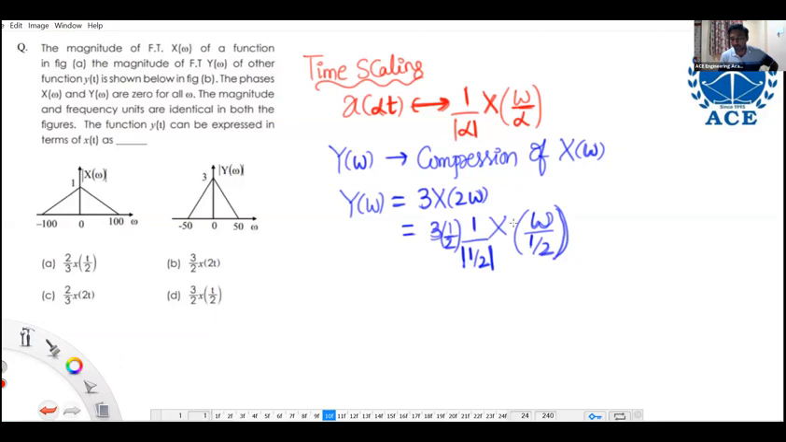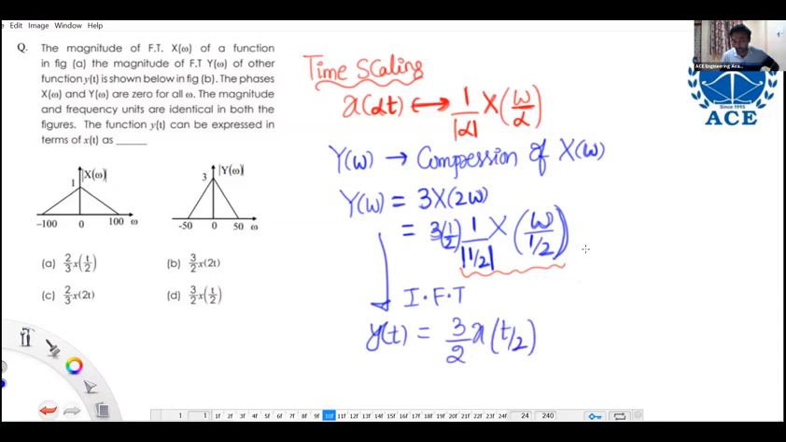1 by mod alpha X of omega by alpha, sir. The X of 2 omega term, how I adjusted? Like X of omega by alpha. Still we want which tag? 1 by mod alpha means 1 by 1 by 2, which means 1 by 2 externally adjusted. This quantity is looking like property or not? So what is the inverse Fourier? Y of t equals 3 by 2 X of t by 2.